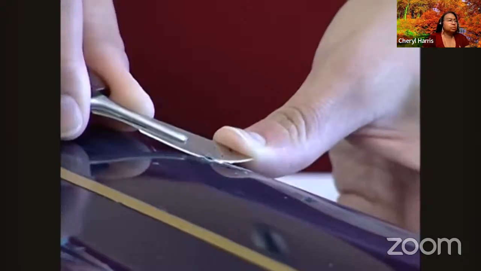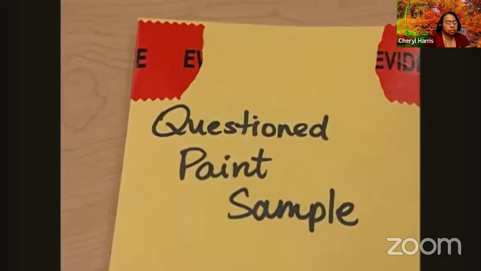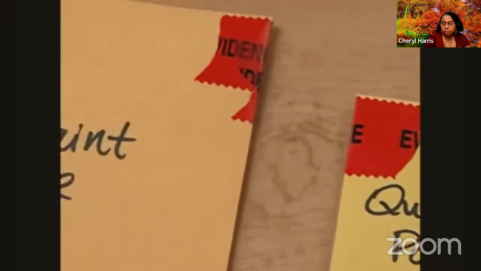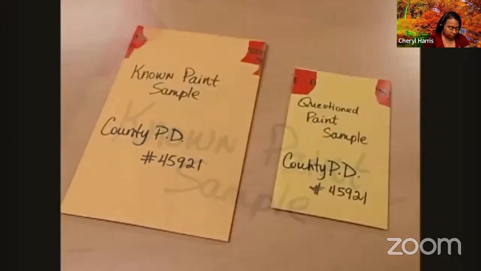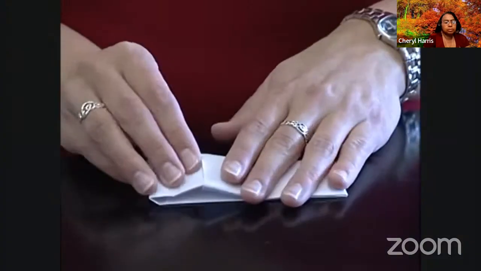In the area of paints and plastics, samples must be separated from those that are known. Likewise, samples taken from multiple areas of the vehicle or dwelling are required to be packaged individually. Never place samples directly in plastic bags or envelopes. Instead, use the paper pharmaceutical fold.